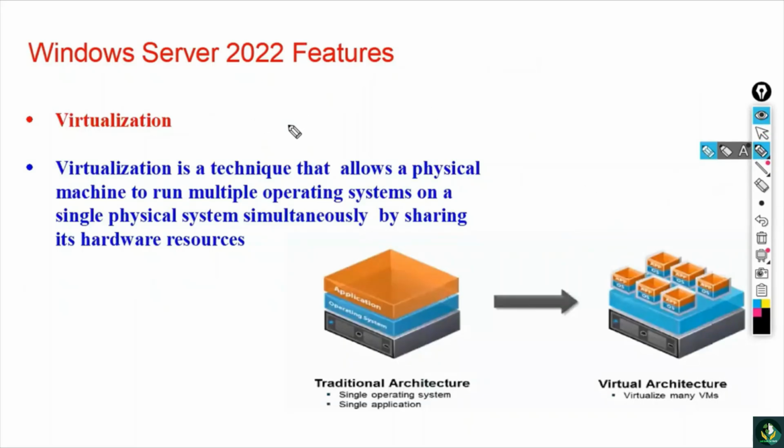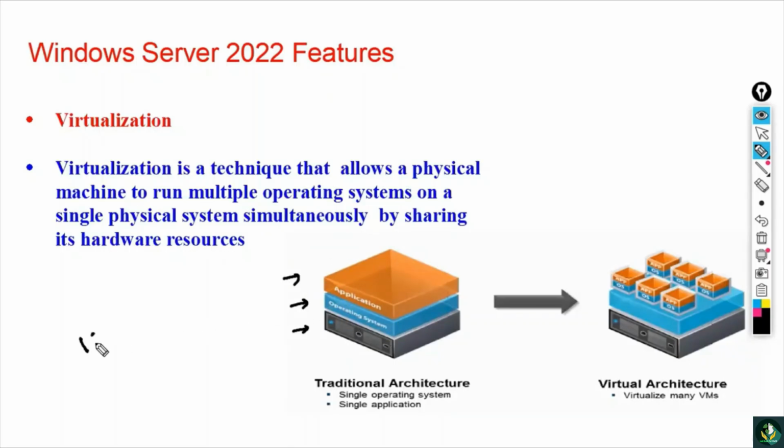Then it supports virtualization as well. So guys, virtualization is a technique that allows a physical machine to run multiple operating systems on a single physical system simultaneously by sharing its hardware. Previously, in olden days, we used to have a physical server. On this physical server, we used to install the operating system like Windows Server. On top of this operating system, you will install the application.